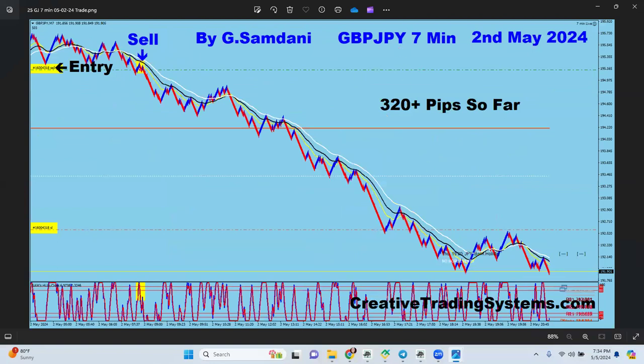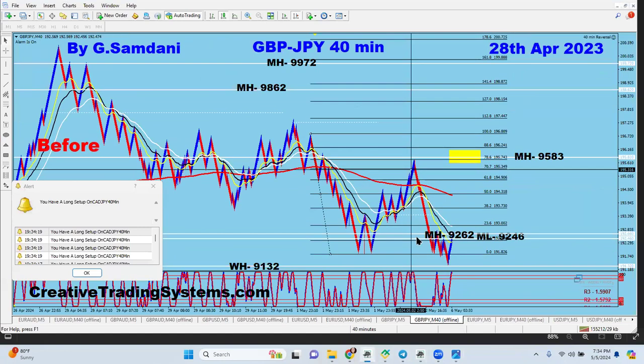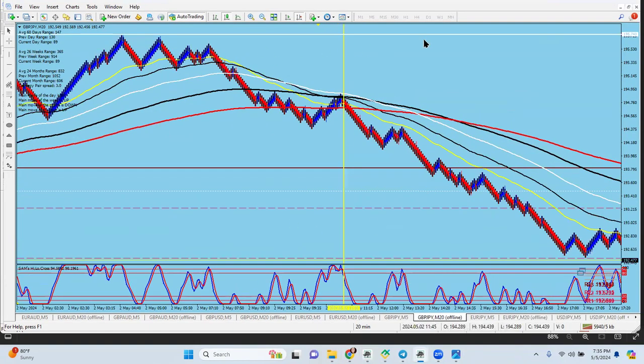No, sorry, pound yen. This is pound yen. This is what it is, right? So 195.70, and that's exactly where it started to drop. 195.70 on pound yen is right there. See, 197.74. After that, my entry was here.